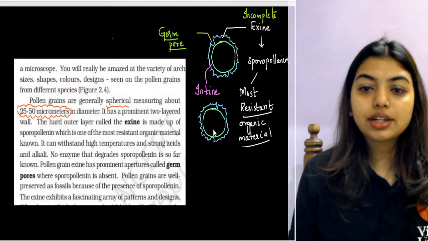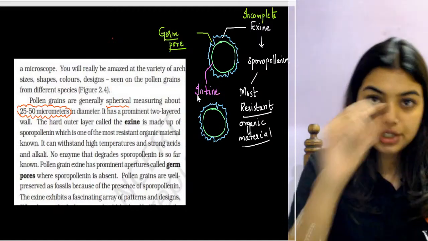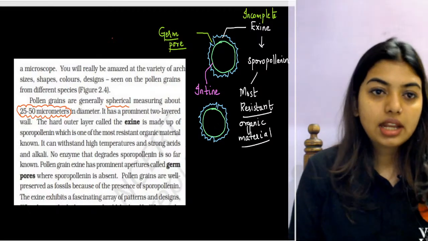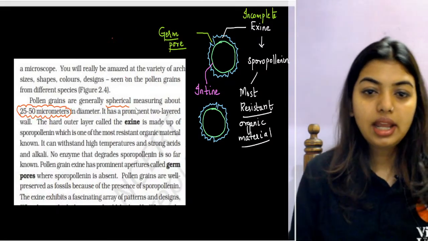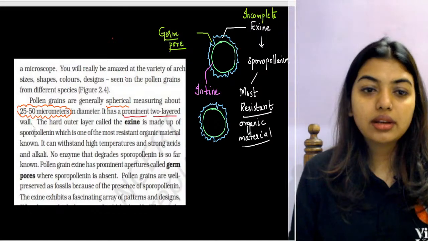And intine is a continuous layer. You can see it is a complete continuous layer that I've drawn. Okay, now let's read what they're telling in NCERT. It has a prominent two-layered wall.